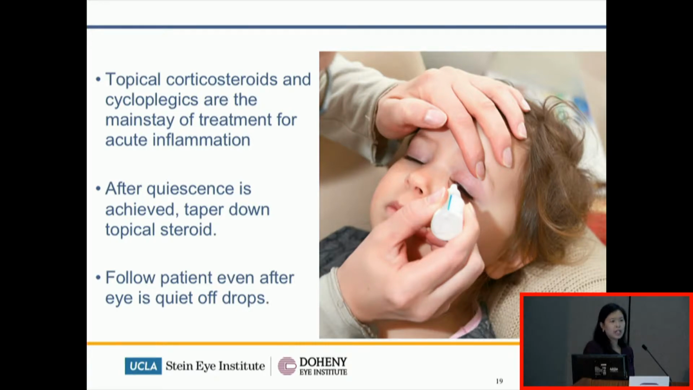For very severe cases, we will add systemic corticosteroid, but for the most part, I would say, start with this. But after they're quiet, you of course have to taper down on the topical steroids, and don't say, okay, you're great, bye, come back PRN. So even after the patient is off topical steroids and quiet, please still follow them after you've tapered the drops, because as I said previously, a lot of these patients have chronic or recurrent disease.